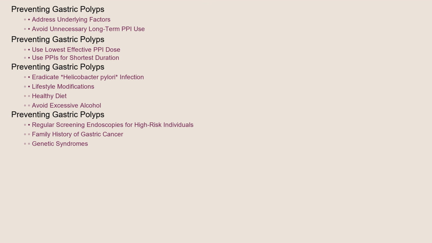This includes avoiding long-term unnecessary use of proton pump inhibitors. When PPIs are needed, using the lowest effective dose for the shortest duration possible is recommended. Eradication of Helicobacter pylori infection is also an important preventive measure. Lifestyle modifications, such as maintaining a healthy diet and avoiding excessive alcohol consumption, may also play a role. Regular screening endoscopies may be recommended for individuals at higher risk, such as those with a family history of gastric cancer or genetic syndromes.